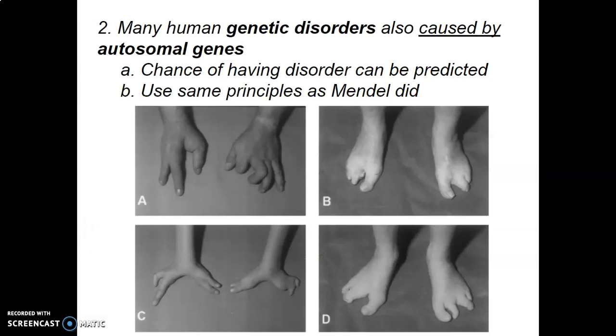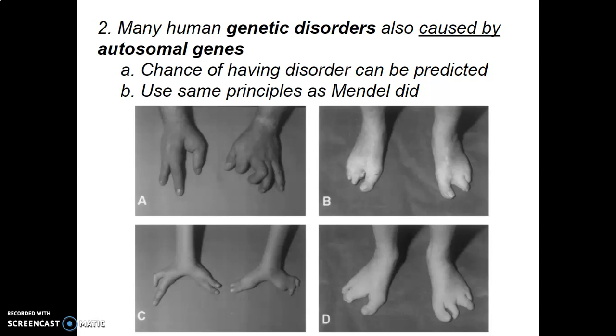So let's look at this by looking at human genetic disorders. Most genetic disorders are disorders that you are born with. You don't develop them because of some accident or injury or anything like that. You are born genetically with these disorders. Most of them are caused by autosomal genes, so they're not related to those sex genes. They're on the other 22 pairs. Now, the chance of having a disorder can be predicted.